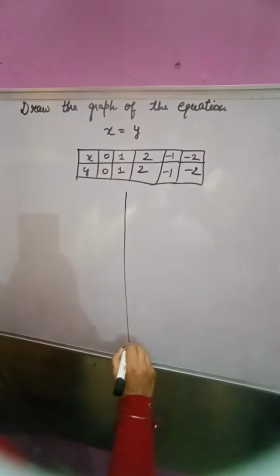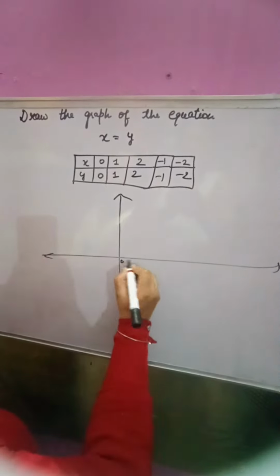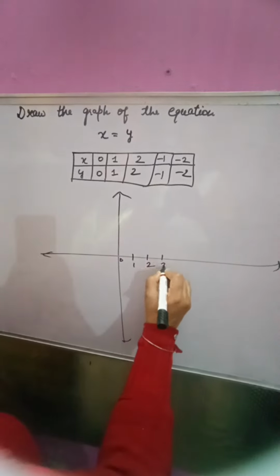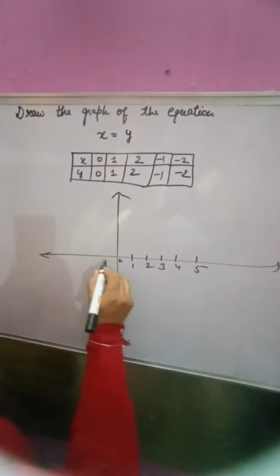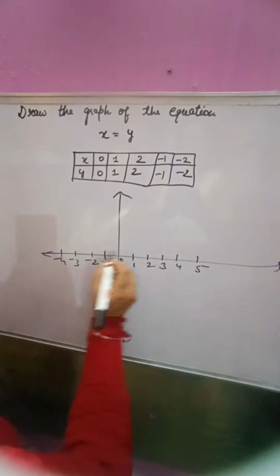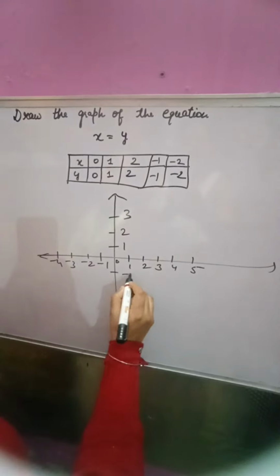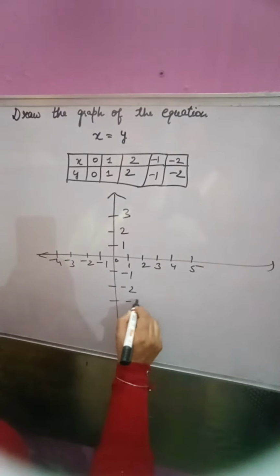Now you plot the graph on the graph paper. This is the x-axis: positive 1, 2, 3, 4, 5, negative minus 1, minus 2, minus 3, minus 4. Positive y-axis: 1, 2, 3, negative minus 1, minus 2, minus 3.